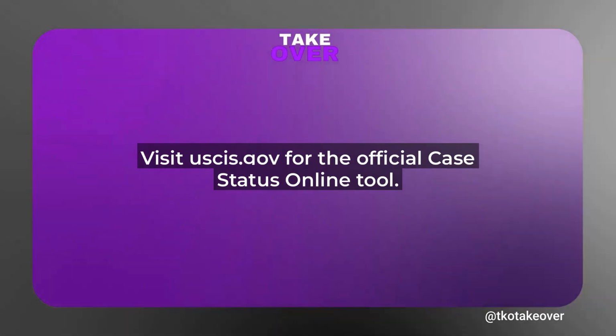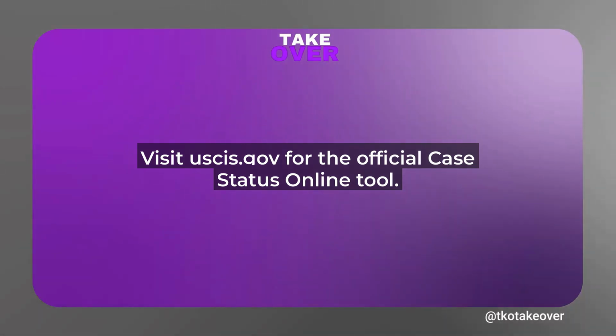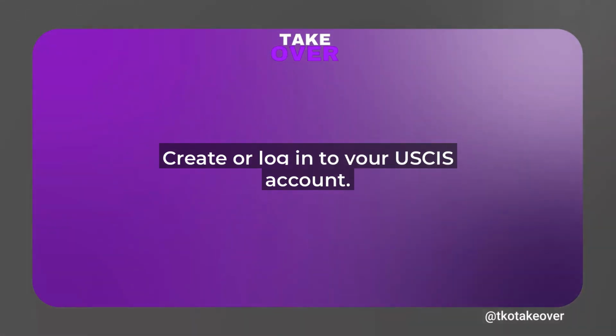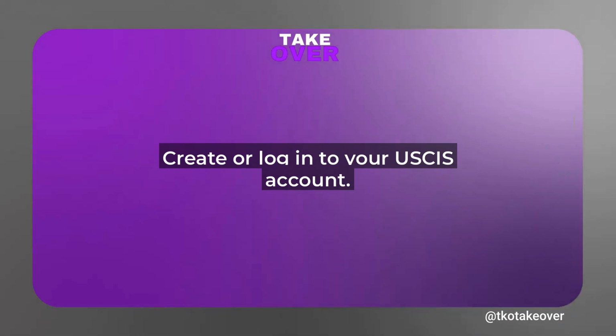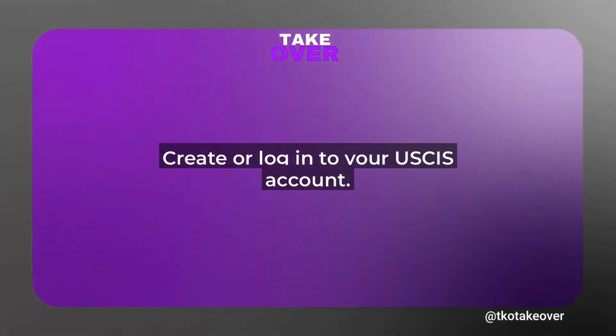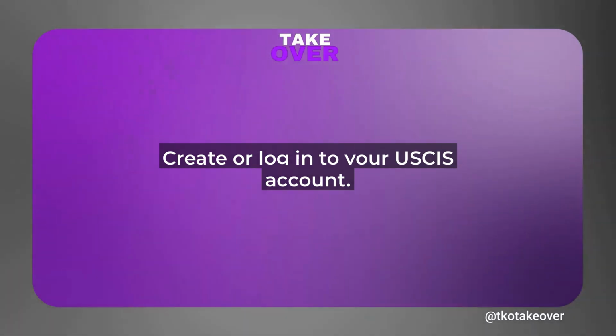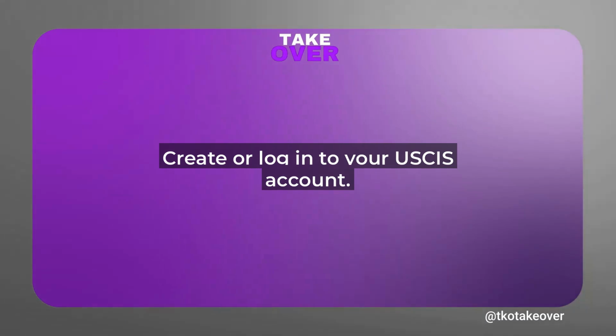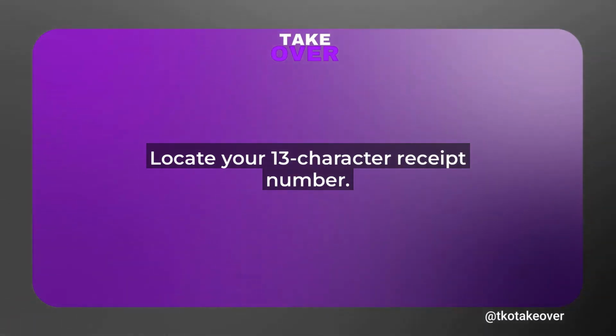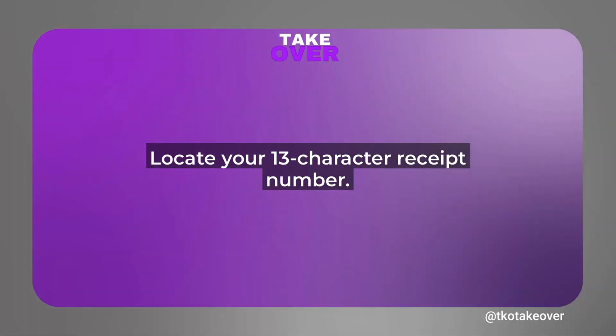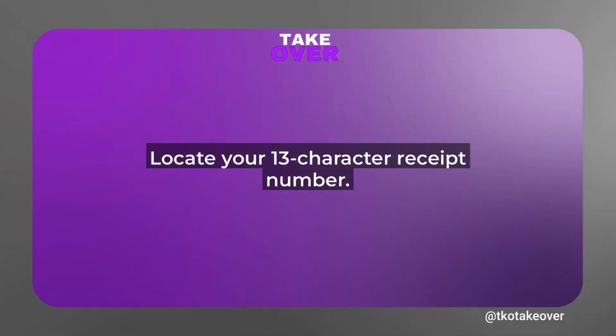First things first, head over to the official USCIS website at uscis.gov. It's the most reliable source for up-to-date information. Once you're there, look for the Case Status Online tool. It's usually right on the homepage or under the Tools section. Now, if you don't have an account yet, you'll need to create one. It's free and straightforward. Just provide your email, create a password, and verify your identity.